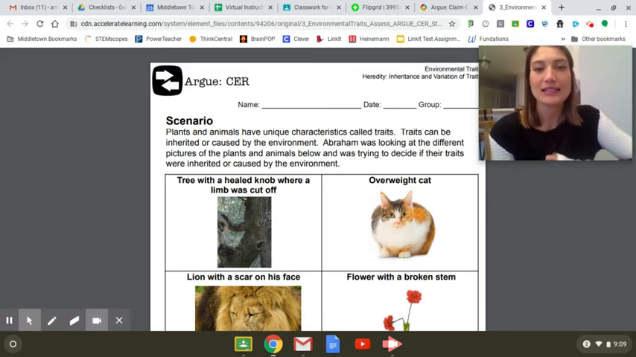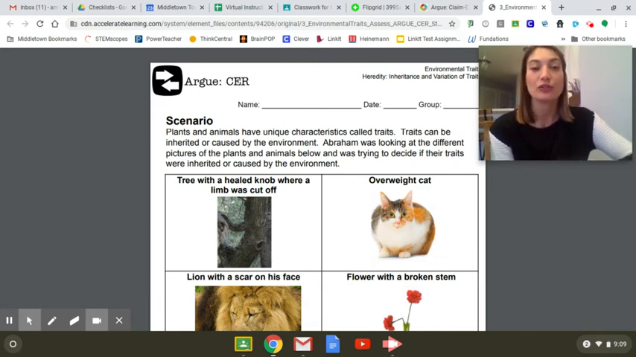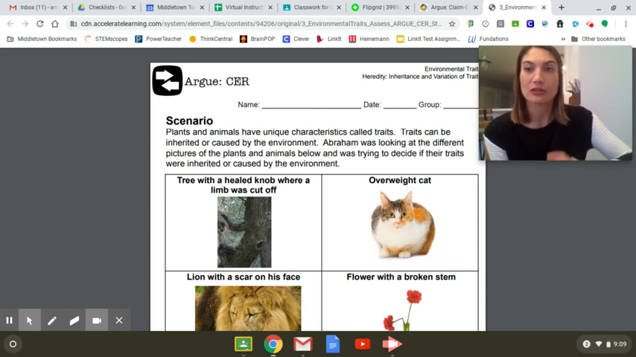It says plants and animals have unique characteristics called traits. Traits can be inherited or caused by the environment. So remember, inherited is when it is passed along from your parents, right? Or grandparents. So that's when you get traits that are passed along. Or they can be caused by the environment. So that's when something happens to you or an experience that isn't passed along from your parents just when you're born. It's because of something that happened to you. It's caused by everything around you.